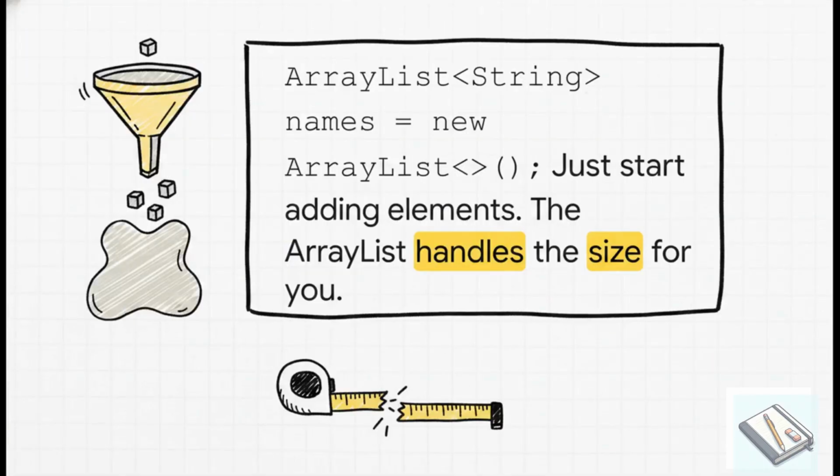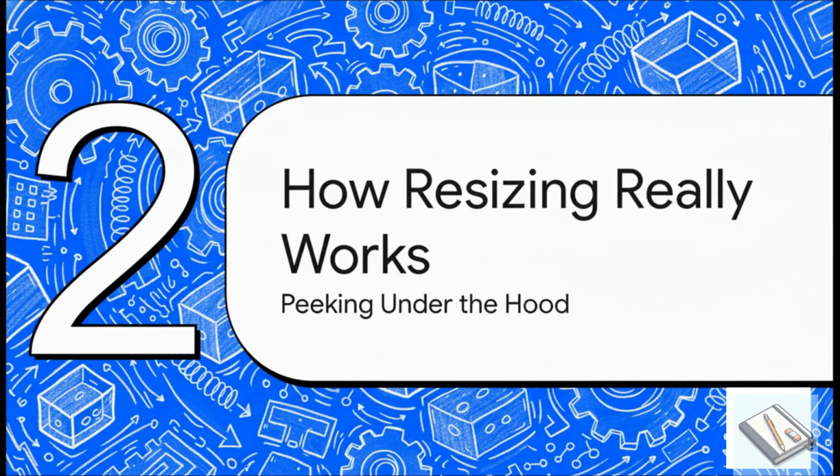And you can see how simple this is right in the code. We just declare a new ArrayList, and we start adding stuff. See what's missing? There's no number, no fixed size we have to commit to. The ArrayList is just handling all of that messy business for us. But how? What's the secret sauce? To really get it, we've got to pop the hood open and take a look at the clever mechanics that make all of this possible.